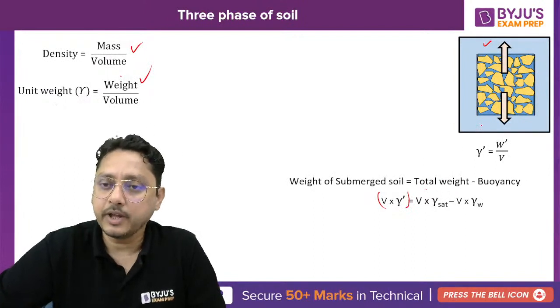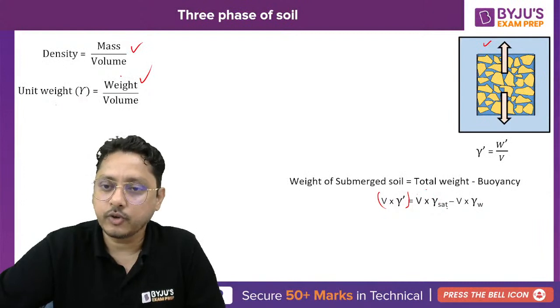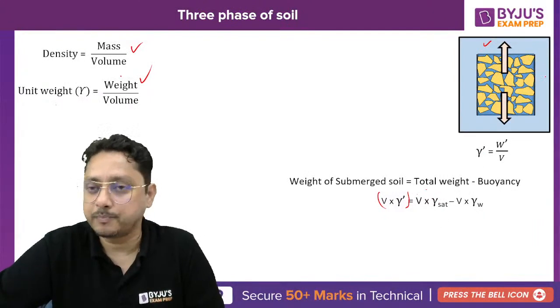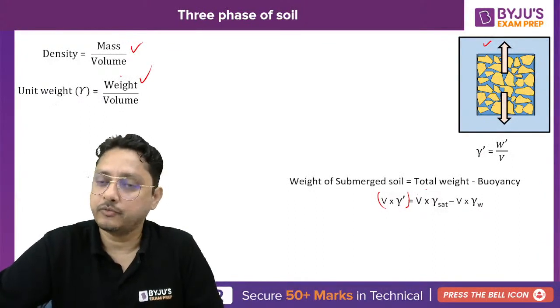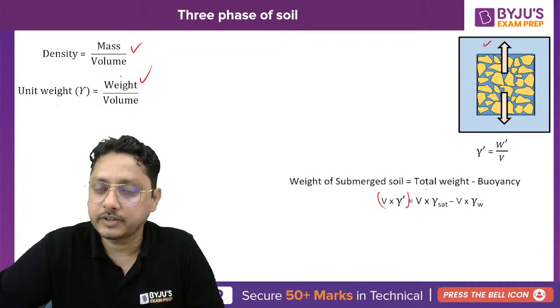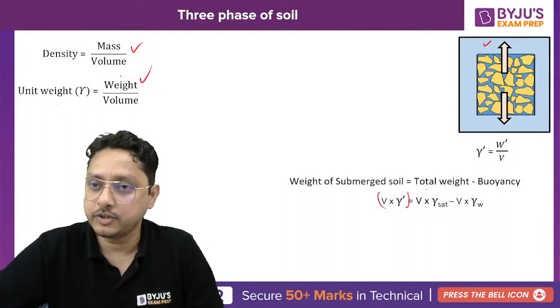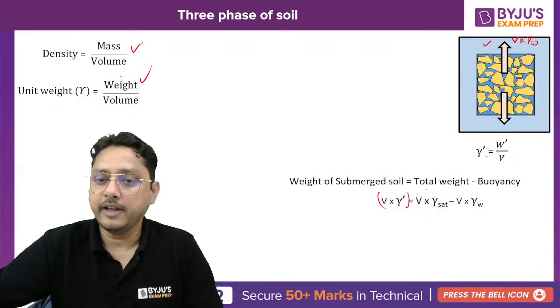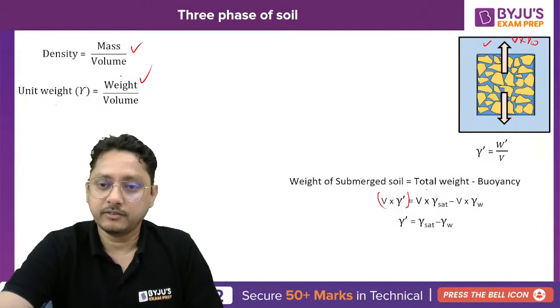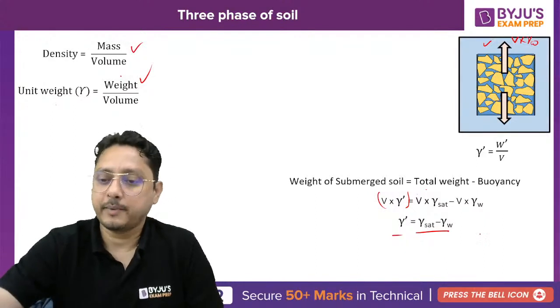Which is nothing but the total weight when it is outside, the total volume into gamma saturated, the saturated soil, minus the buoyancy force. Whatever water has been displaced by this volume, the weight of that water, isn't it? So the volume of this soil multiplied by the unit weight of water will give you the total buoyancy force, which acts on the upward side. And hence you will get gamma submerged. So gamma submerged is gamma saturated minus gamma W.